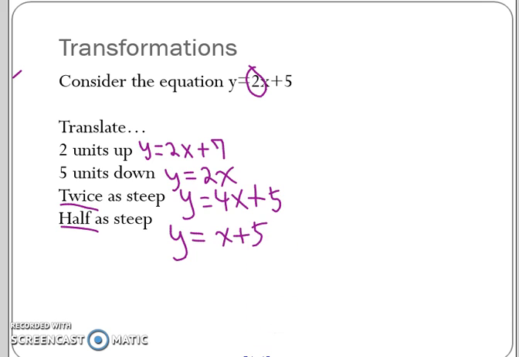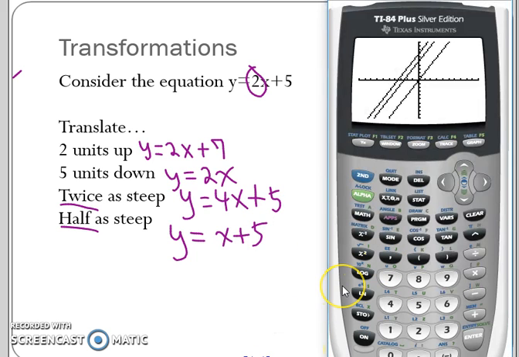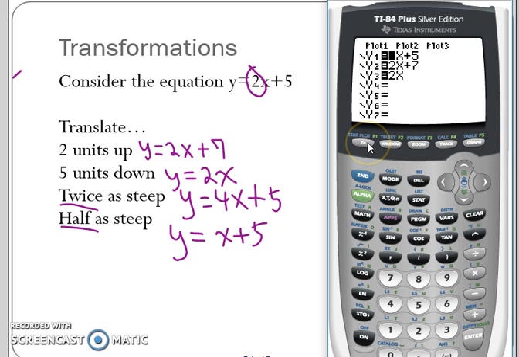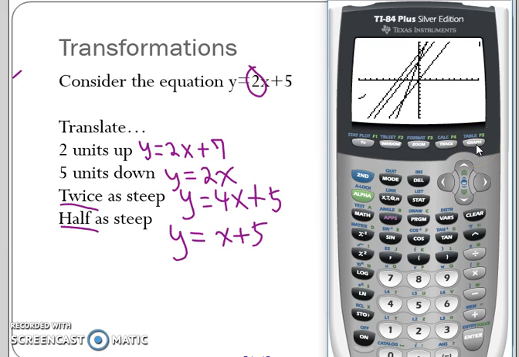So let's try these on the graphing calculator. Go to y equal again. Press 4x plus 5. Hit enter. Let's do x plus 5. Press graph. You can see that the slope is changing, twice as steep and half as steep.